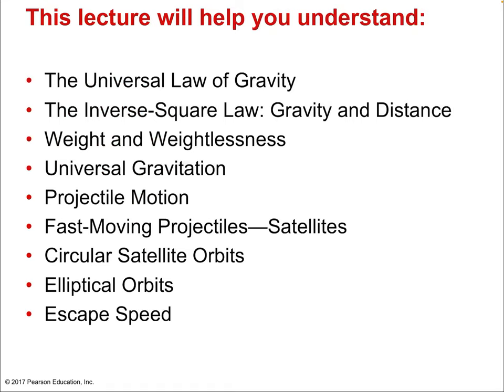Okay, so we're going to talk about the universal law of gravity, which is a great starting point. Historically, that's where the theory first came from. We'll talk about something called the inverse square law, which is the type of law that the universal law of gravity is. An inverse square law is a broad category, and gravity is an example of one. The reason we would mention this is because there are other important laws that will be covered later in the course that are also inverse square laws.